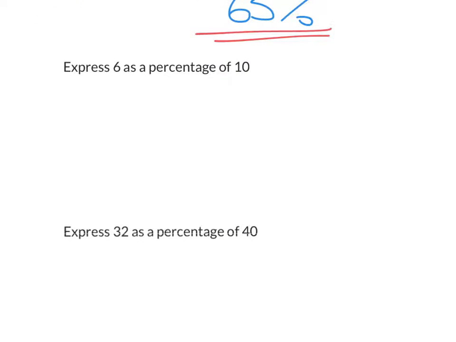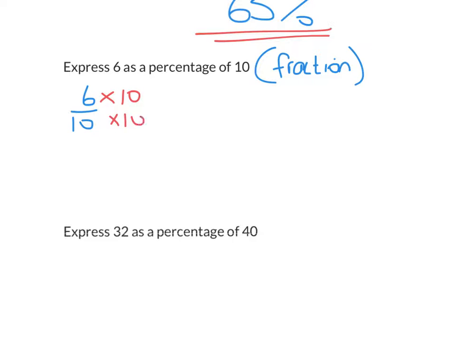Next one, express 6 as a percentage of 10. Again, instead of straight away thinking percentage, if we think fraction. Okay, this is even how I show it to my GCSE kids as well, guys. So 6 over 10. We'll multiply the top and bottom by 10 to make the bottom number 100, which gives us 60 over 100, which is 60%.